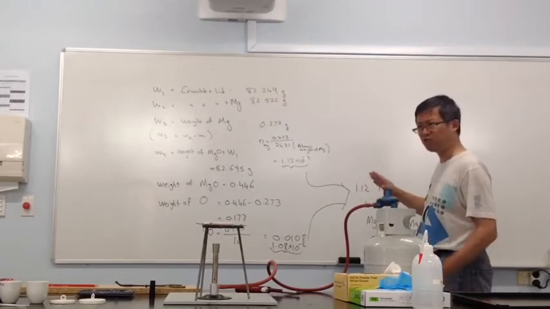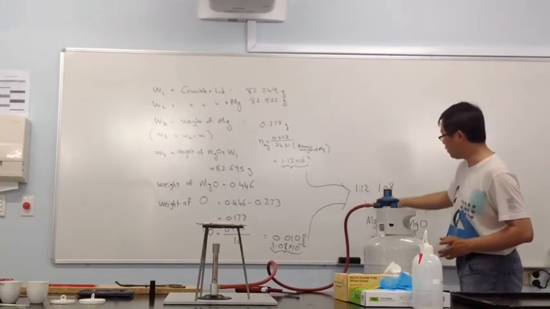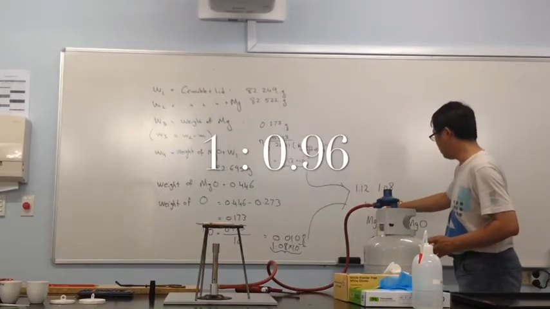I don't like that. I want to actually see a 1 to integer ratio. So I divide both of them by 1.12, and that gives me 1 to 0.96.